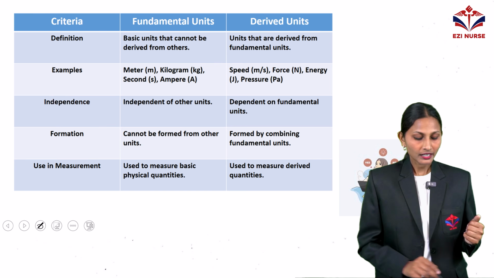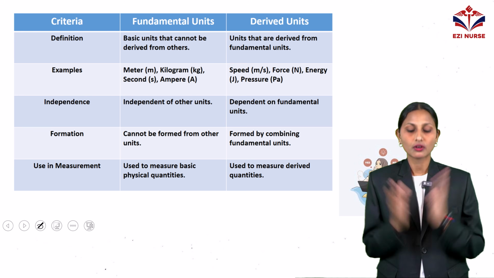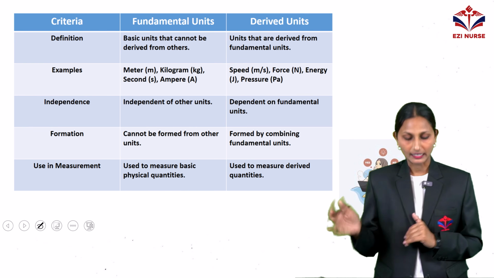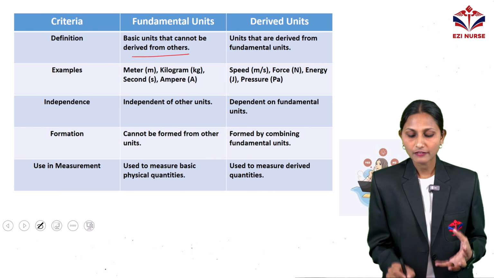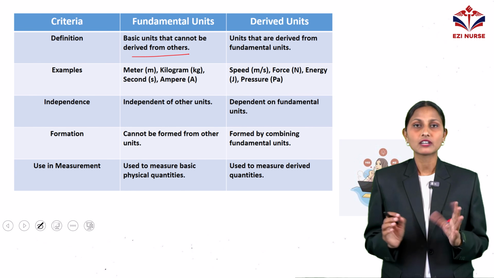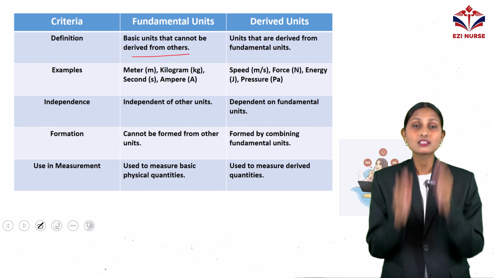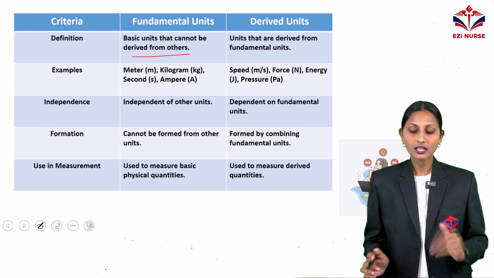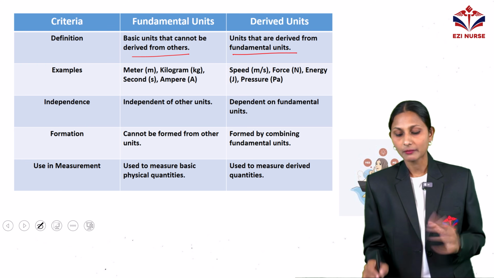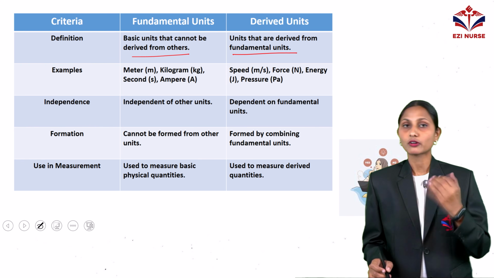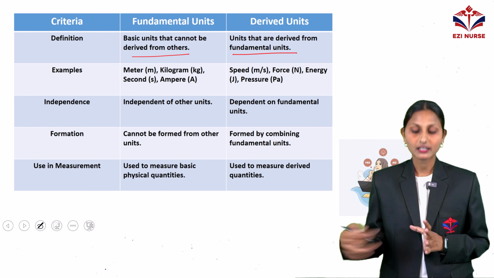Next, we will discuss the main differences between fundamental unit and derived unit. As you can see in the definition, a basic unit cannot be derived from any other. This is the same, this is stagnant. But the derived unit can be changed, and it is derived only from the fundamental unit. Units that are derived from the fundamental unit are the derived units.